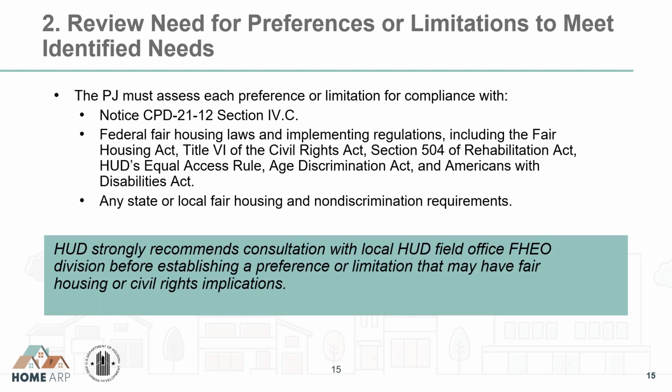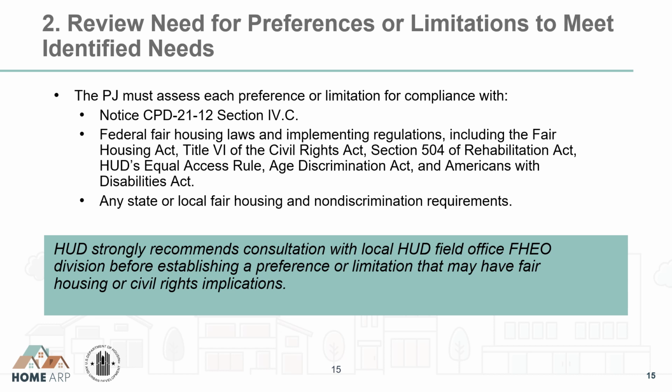Before moving forward to Step 3, the PJ must assess preferences or limitations for compliance with Notice CPD-21-10, Section 4C, Federal Fair Housing Laws and Implementing Regulations, including the Fair Housing Act, Title VI of the Civil Rights Act, Section 504 of the Rehabilitation Act, HUD's Equal Access Rule, Age Discrimination Act, and the Americans with Disabilities Act. Any state or local fair housing and non-discrimination requirements must also be considered.